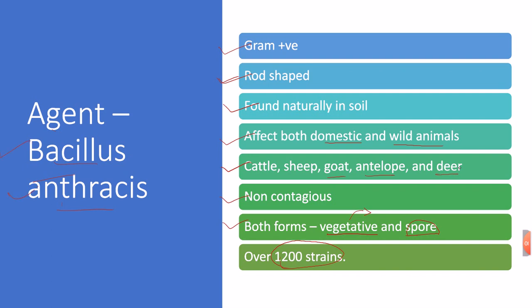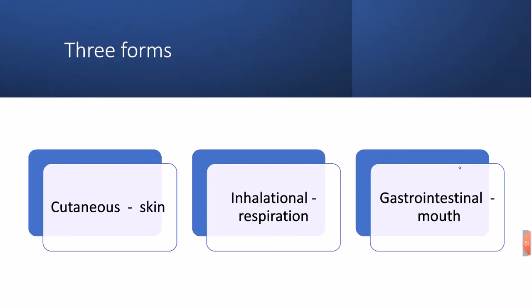So this is a fatal disease, and it causes death in the animal. And animals suffer more when they acquire this disease. There are three forms of this disease, namely cutaneous, inhalation, and gastrointestinal.